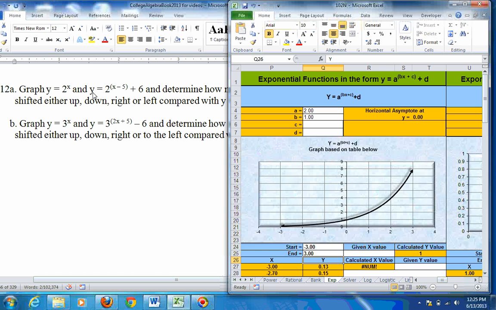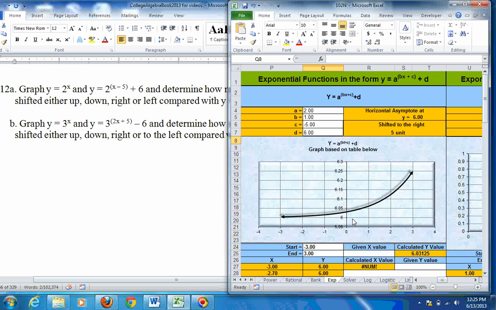Now, this one, y equals 2 to the x minus 5 plus 6, well, just putting in your coefficients here, the a is 2, the b is 1 because we have 1x, the c is -5, and the d is 6. And if you put that in there, it shifted the graph up. You can see now instead of being a horizontal asymptote at 0, the horizontal asymptote now is at 6 up. So the horizontal asymptote is at y equals 6. It's been shifted up 6 units, and it's been shifted to the right 5 units. And so that's how you would do these right there. And I'll stop right there.